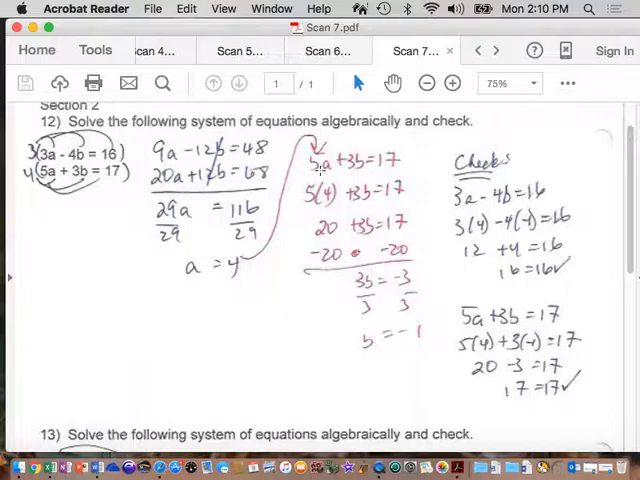Then I substitute the A in here, and I get 5 times 4 plus 3B is 17. 20 plus 3B is 17 minus the 20. You know how to do this. This is just standard equation stuff. Dividing by 3, B is -1.